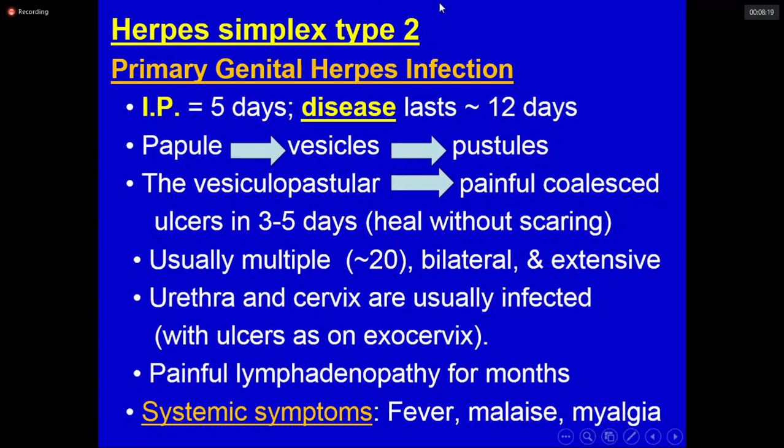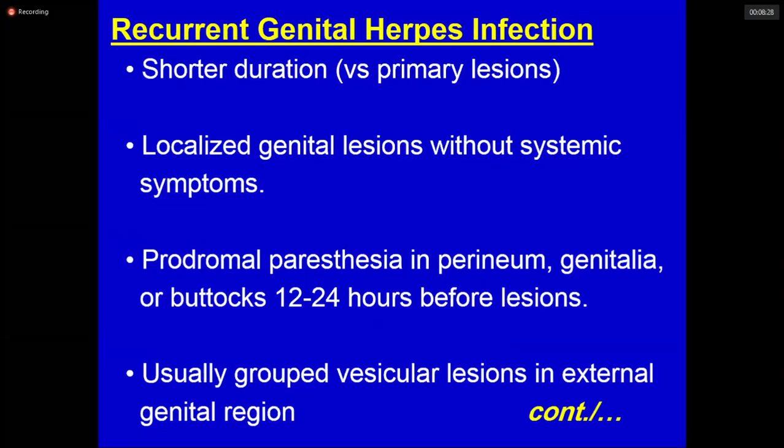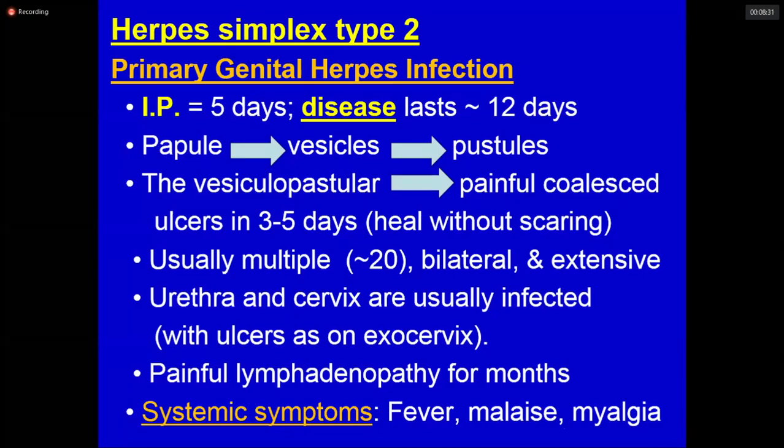Herpes simplex type 2, a primary genital herpes infection, because we have a primary and we have secondary or recurrent infection. So primary genital herpes infection, an incubation period is about 5 days. And the disease, once it occurs, lasts about 12 days. The lesions will appear as papules first, then become vesicles, that is to say, a papule containing fluid is called a vesicle. And the vesicle fluid will turn into a pus-like substance. Now it is called pustules.